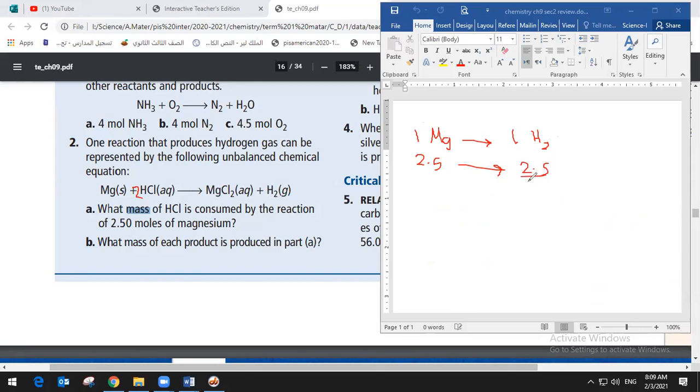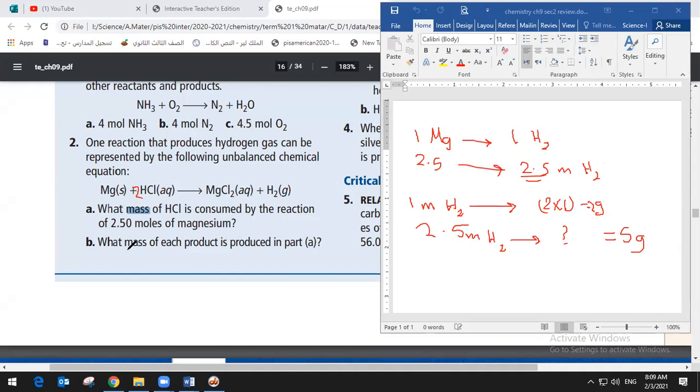So this 2.5 mole of hydrogen, we need to convert into grams. So let's find the molar mass of hydrogen. 1 mole of hydrogen equals how many gram? 2 multiply 1, because the mass of hydrogen equals 1. So it equals 2 gram. So 2.5 mole of hydrogen equals how many gram? 5. So it equals 5 gram, like this.